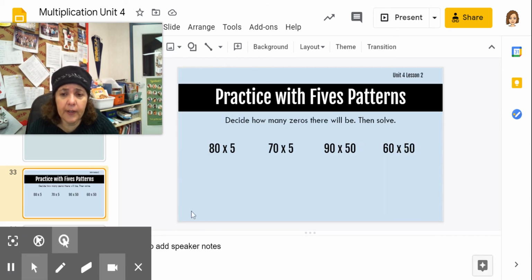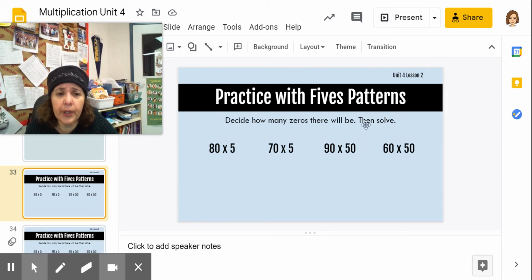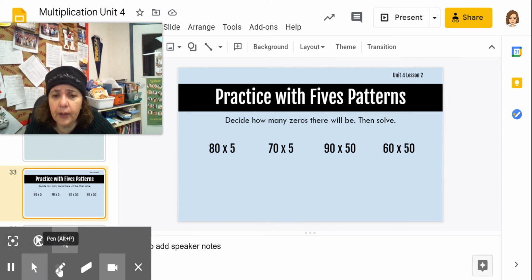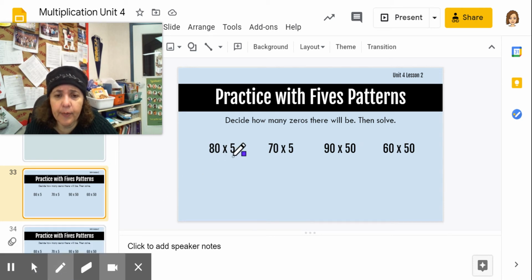Okay, so let's take a look at this. So describe how many zeros there will be, then solve, okay? So let's look. So 80 times 5. So I notice that 80 is an even number. So that means it's going to end in a 0, okay? But it's a multiple of 10, so it means I'm going to have to add an extra 0. So that means I have 1 0 plus I'm going to need to add an extra 0. It's going to make 2 zeros, and we'll see, because look, 5 times 8 is 40 plus my other 0. So see how we needed to add another one? So it gave us 2 zeros.